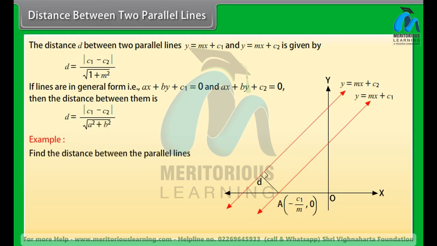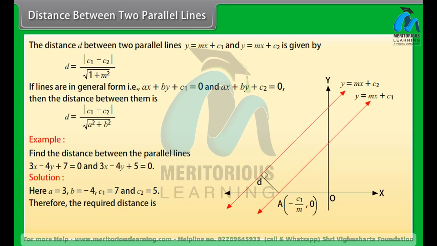Example. Find the distance between the parallel lines 3x - 4y + 7 = 0 and 3x - 4y + 5 = 0. Solution. Here a = 3, b = -4, c1 = 7 and c2 = 5. Therefore, the required distance is d = |7 - 5| / square root of (3 square + (-4) square) = 2 by 5.